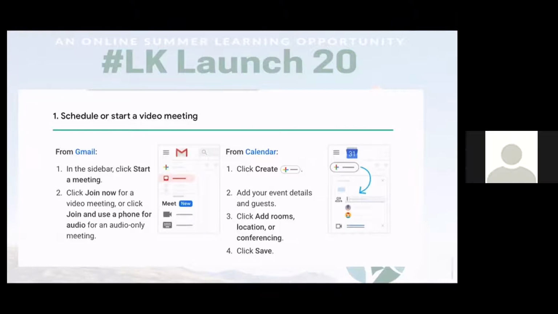From your calendar is another great way too. You just click Create, add your event, your details, and your guests. So it'd be your classroom. And then you click add rooms, location, or conferencing, and you save it. And once it goes into your calendar, it'll show up under your class calendar as well, so students can get in that way as well.